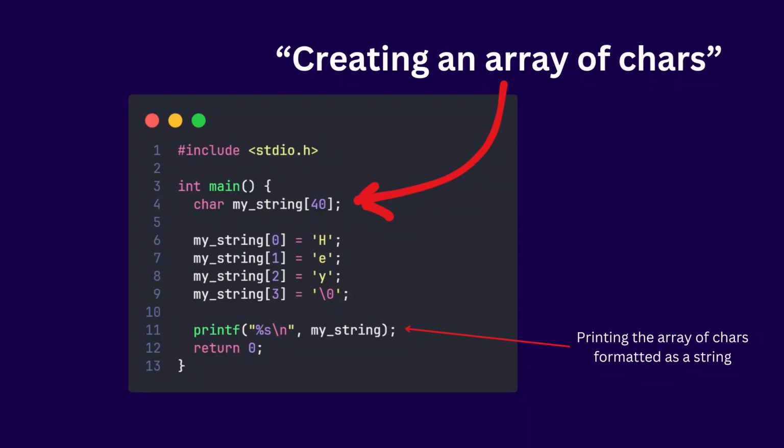Let's see how we can do the same thing in C. The line "char myString[40]" deserves 40 bytes of memory. In C, when you declare an array, the total memory allocated is calculated by multiplying the size of the data type, that is character in this case, by the number of elements, 40 in this case. For character, which typically uses 1 byte of memory, the total reserved memory would be 40 bytes.